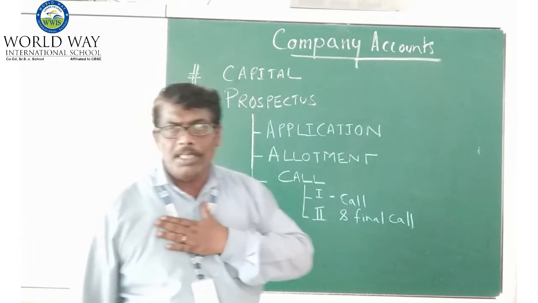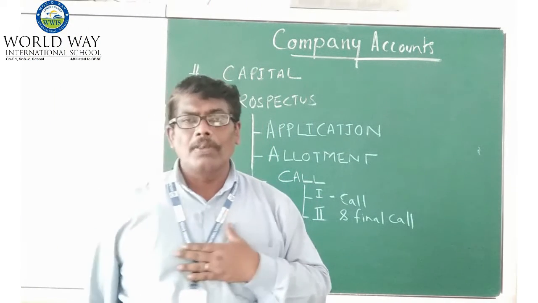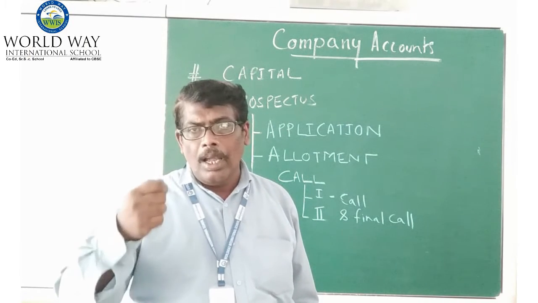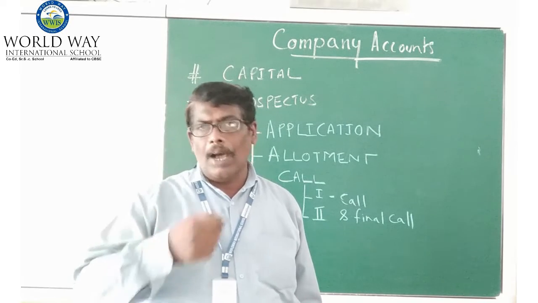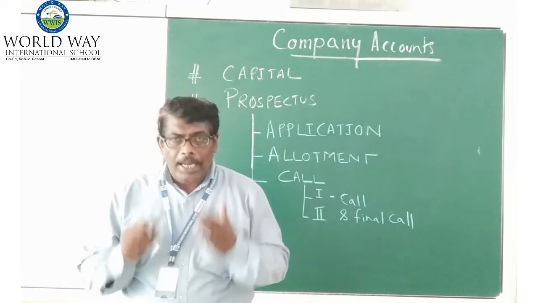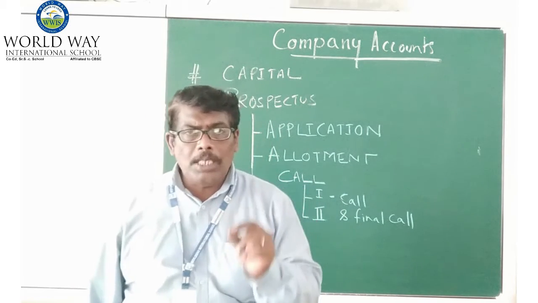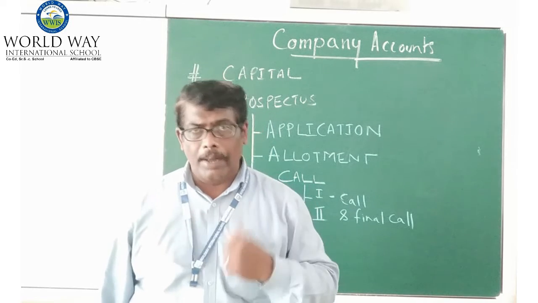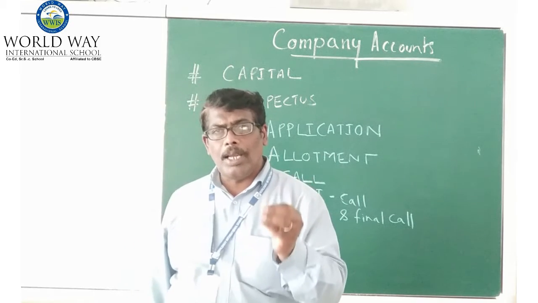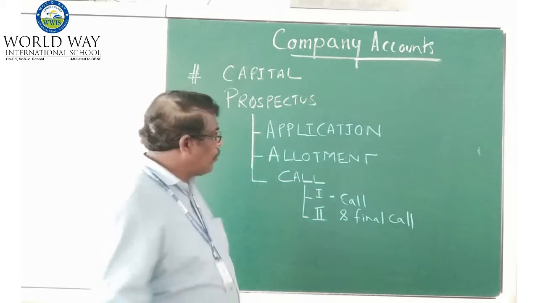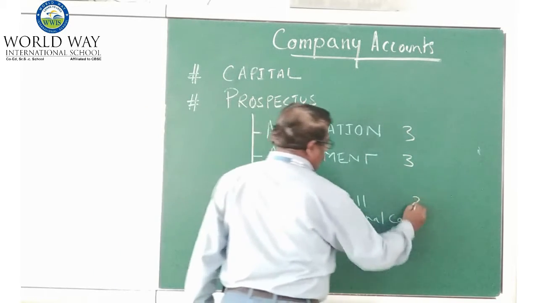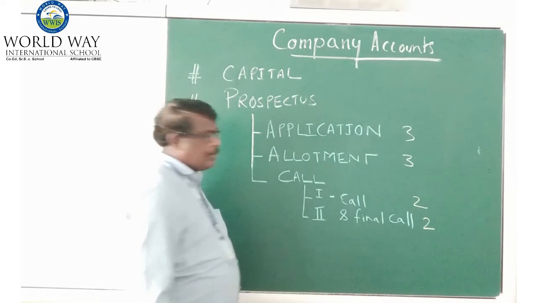Suppose I am interested in investing money in the company, so I have to detach one blank form which is attached along with the prospectus, and after detaching I have to fill the form. In that form I have to state how many shares I am willing to buy, and the cost per share is clearly given. For example, the cost per share is 10 rupees, and the breakup is also given like this: 3 on application, 3 on allotment, 2 on first call, and 2 on final call.